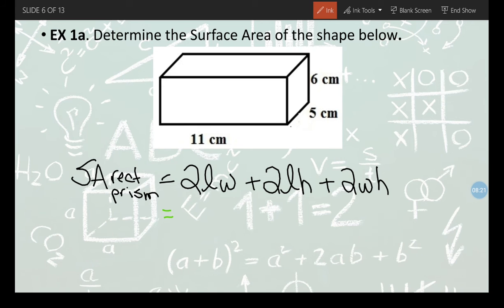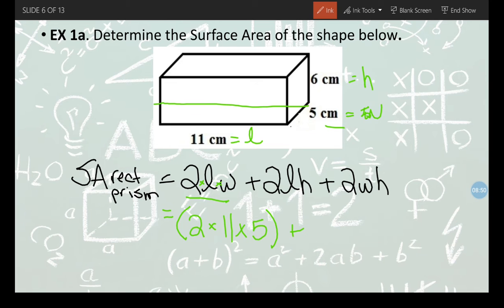So let's call this the length, this the width, and this the height. So to substitute into here, 2, now when I write these 2LW, there's really an invisible multiplication sign in here. So 2 times the length, which is 11, times the width, which is 5. Now I got to keep going. Plus, and that's really giving me the area of the top and the bottom for this one. Now let's do the next part.